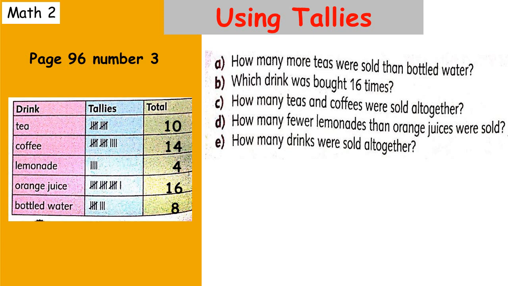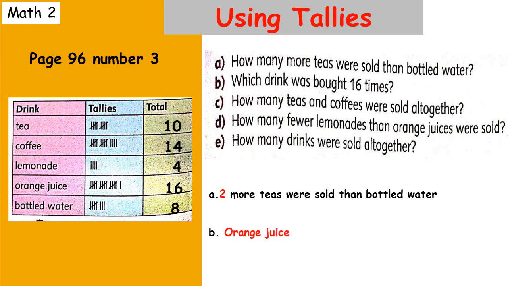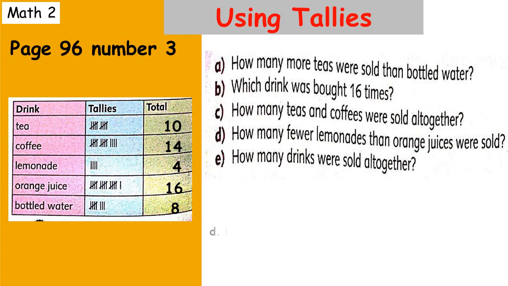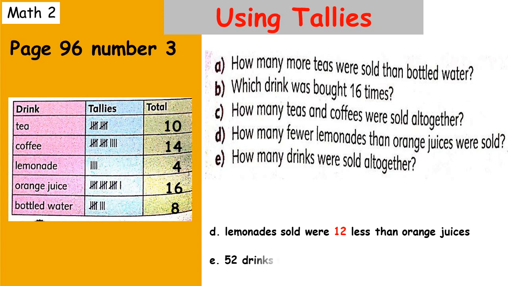Here are the answers. There were 2 more teas sold than bottled water. Orange juices were sold 16 times. There were 10 teas that were sold and 14 coffees. If we add them all together, the answer is 24. Lemonade sold were 12 less than orange juices. If we add all together the drinks that were sold, it will be 52 drinks.